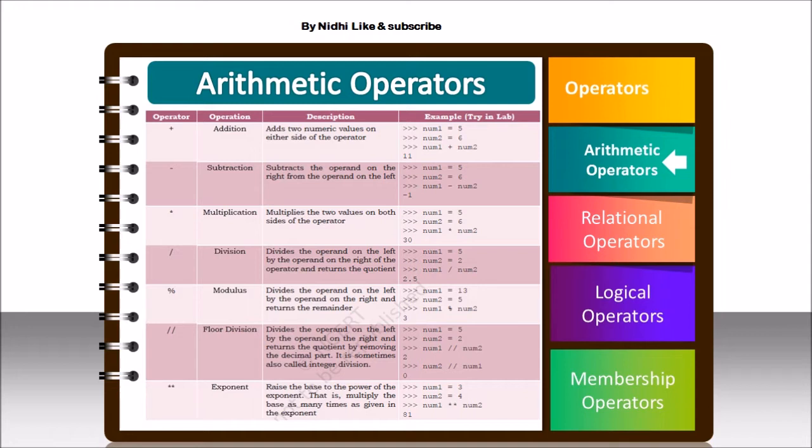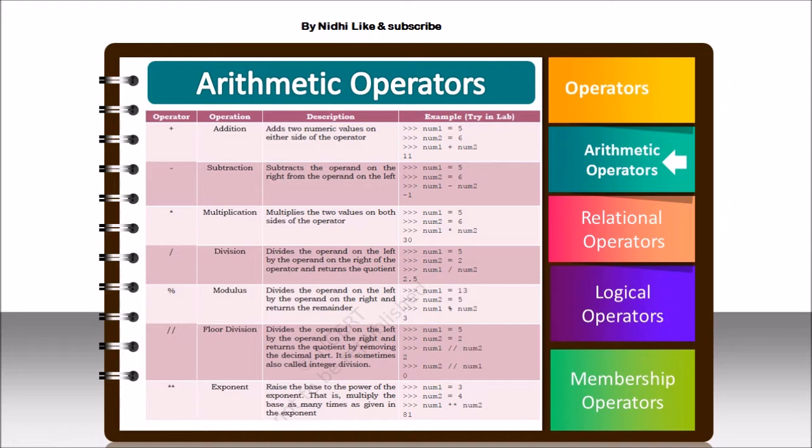Second type of operator is subtraction, that is with the minus symbol. It subtracts the operand on the right from the operand on the left. So see here, in the example, num1 is having a value 5 and num2 is also having a value, that is 6. So num1 minus num2 gives you the result minus 1. You can change the values also. In num1 you can take 6, in num2 you can take 5, and when you are performing subtraction you will get a positive 1. So this is about subtraction.